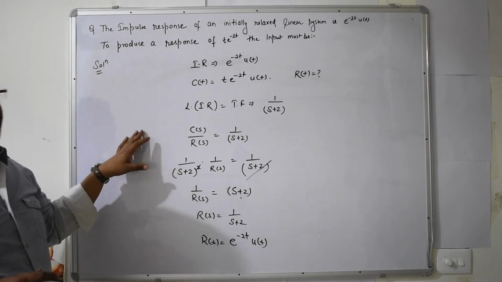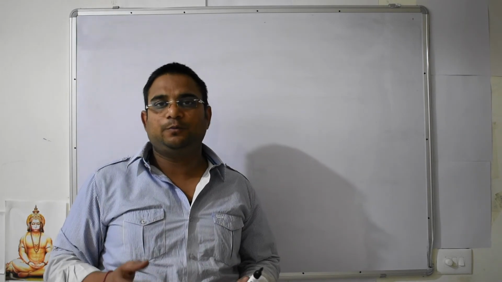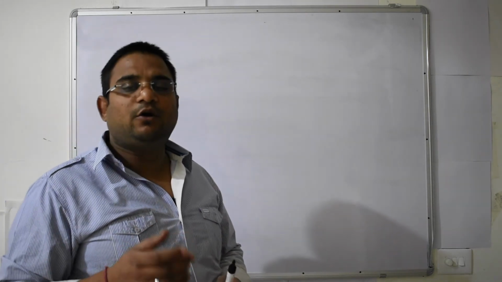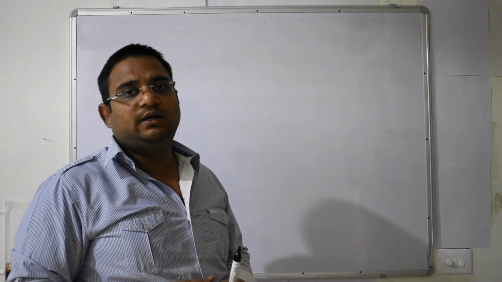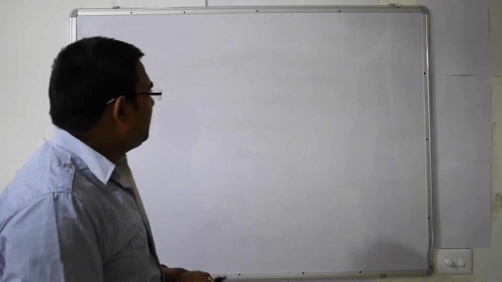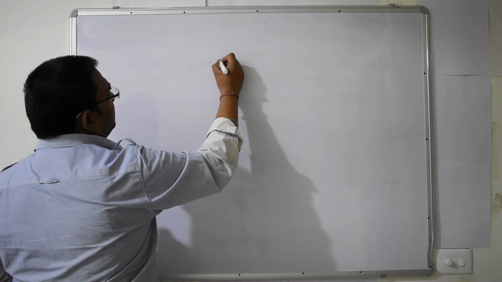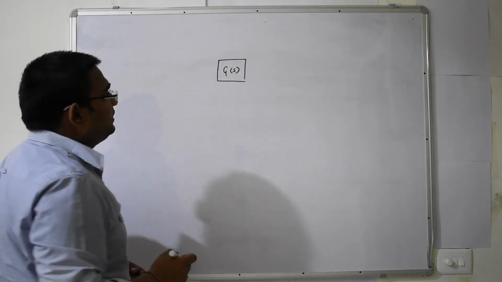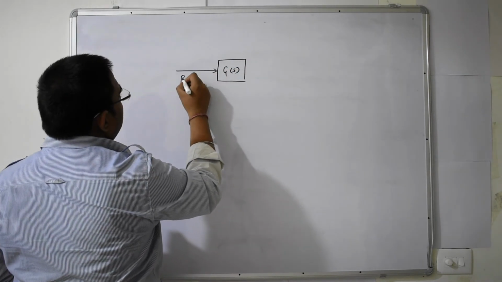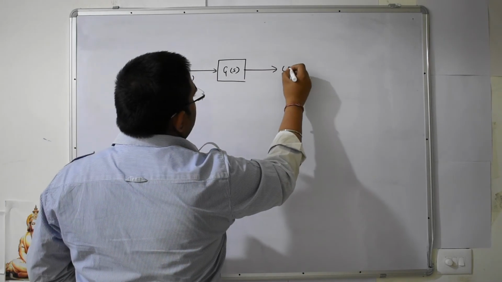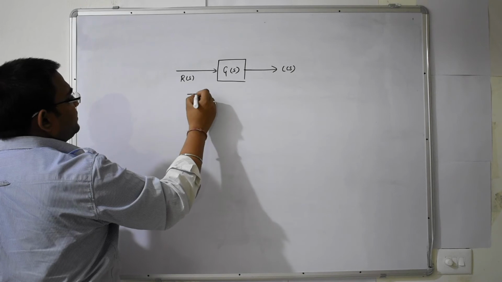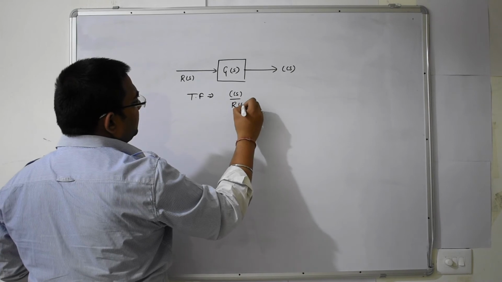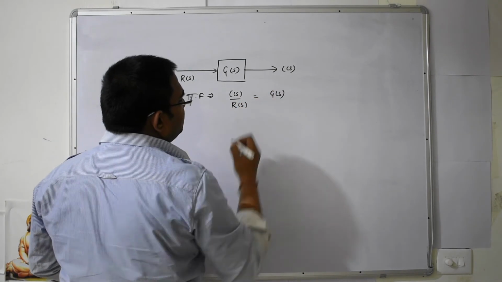Okay. Now we will see the transfer function of the open loop system and the closed loop system. I already told you the main components of the open loop systems, which are controllers and process. I am combining these two blocks as G(s). So this is our input R(s), this is our output C(s), and the transfer function of open loop control system is C(s) by R(s), which is equals to G(s).